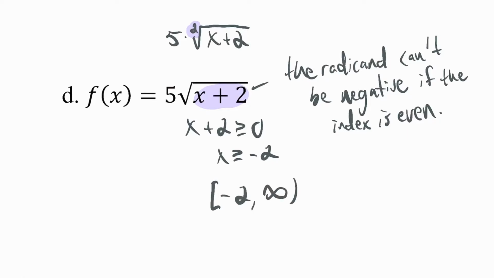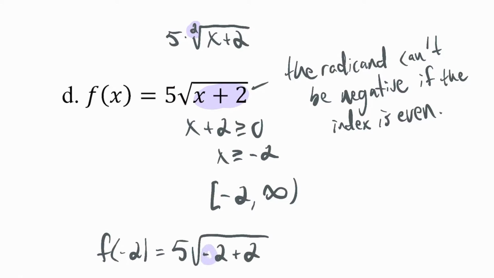And to clarify, to make sure everyone's okay with this, I'm using a closed bracket because I have greater than or equal to. So negative 2 is a solution to the inequality. Therefore, negative 2 should be included. Another way to see this is to ask, well, what's f of negative 2? Well, that's 5 times the square root of negative 2 plus 2. And some of you might say, oh no, we got a negative, that doesn't work.